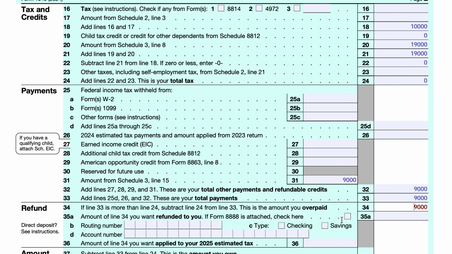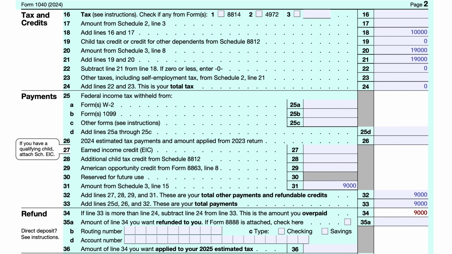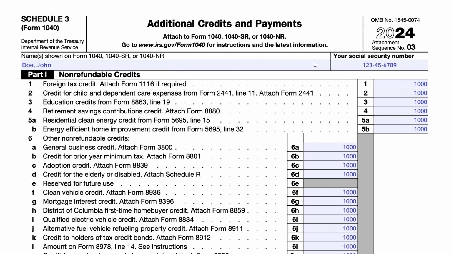You can attach IRS Form 8888 that disperses your tax refund to a couple of different places, up to 4 accounts, or you can buy treasury bonds with part or all of that money. If you only have that money routed to one account, you can put the account information right here. And then if there's any amount of that you want to apply to next year's taxes, you can put that amount here. So that basically covers all of the line items for Schedule 3.